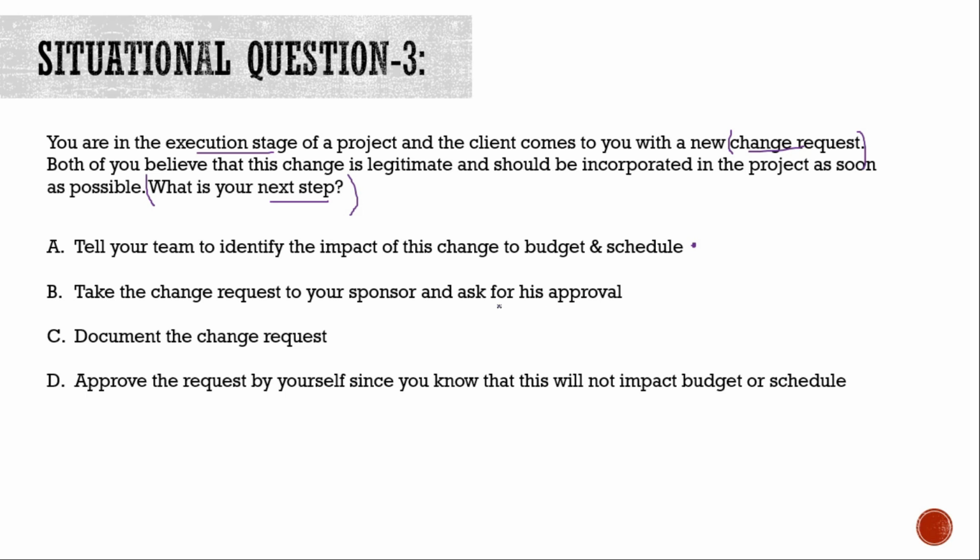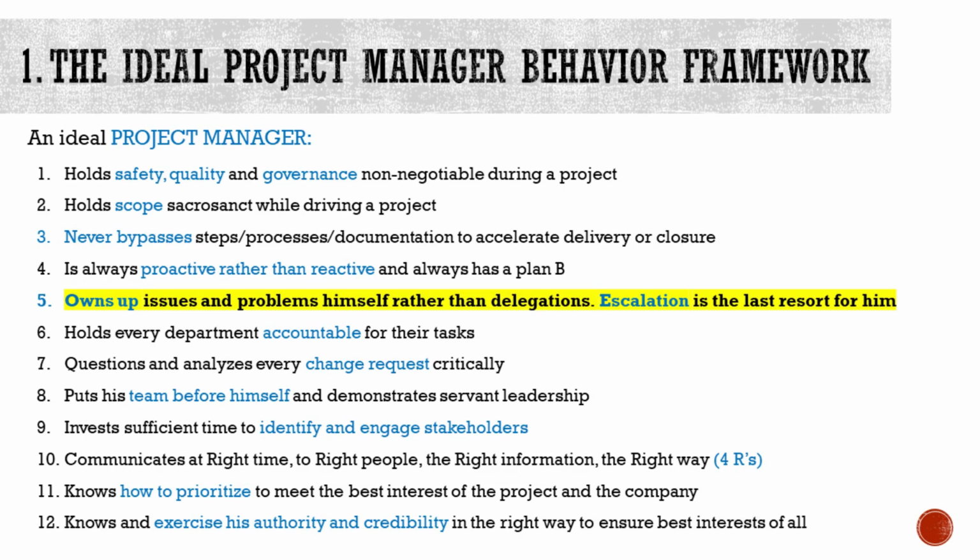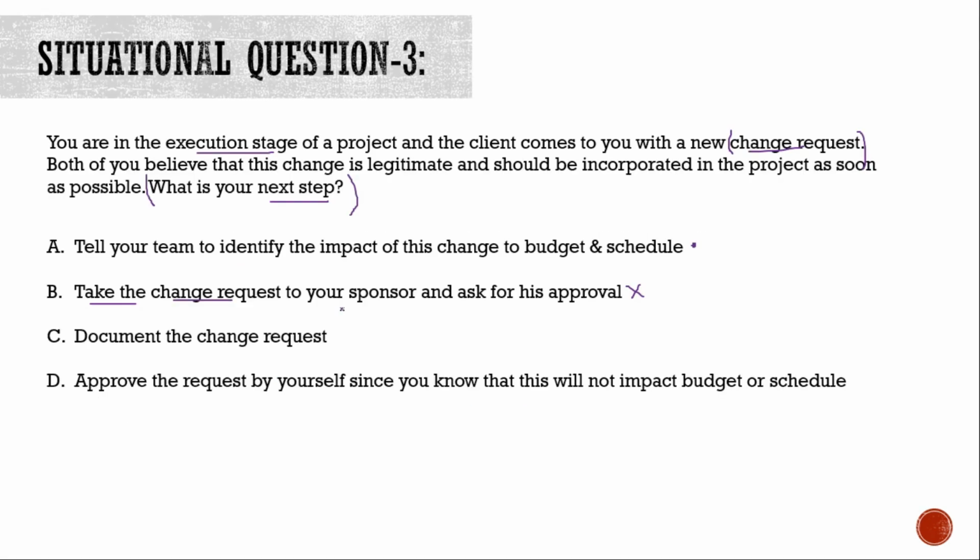Second, take the change request to your sponsor and ask for his approval. Okay. Mostly this is a wrong option, guys. We can eliminate it right away, because if you have seen the integrated change control flowchart, you don't take a change request at the very beginning to the sponsor, and also it violates the ideal project manager behavior framework where you have to minimize escalations to your sponsor. So this option is outright wrong.